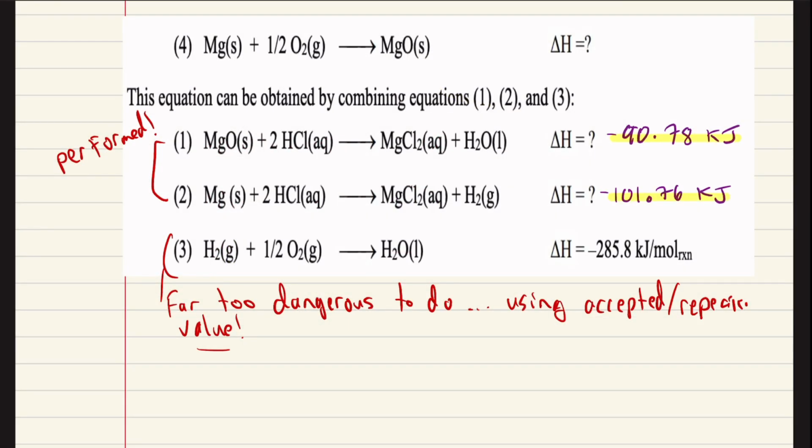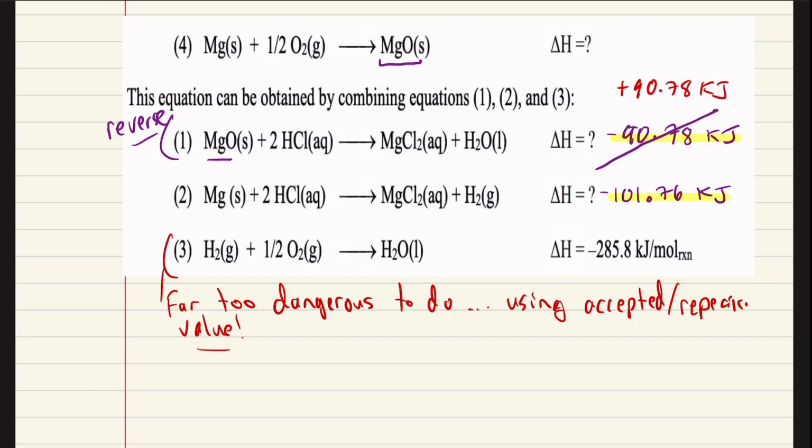Now, with our calorimeter data, we're plugging those enthalpy change values into our reference equations. And now we're going to set out to prove equation 4, the target equation, which was the reaction that you saw in the beginning. I want to get the products of that equation, so the best thing to do first would be to get magnesium oxide. I can see that that's in the first reaction, but it's in the wrong place, so we're going to reverse that equation.